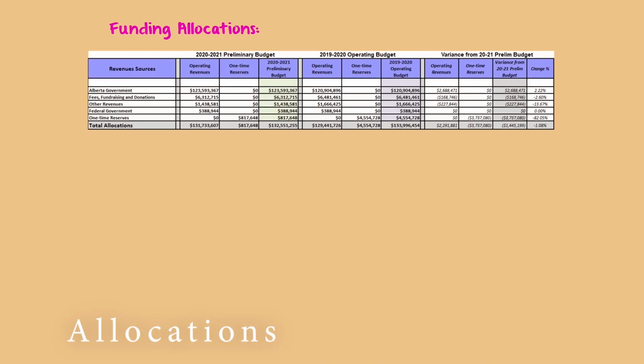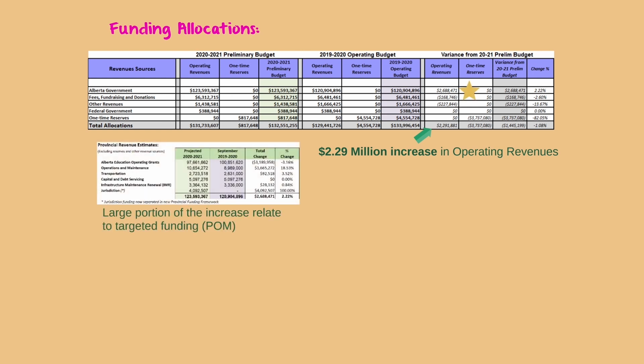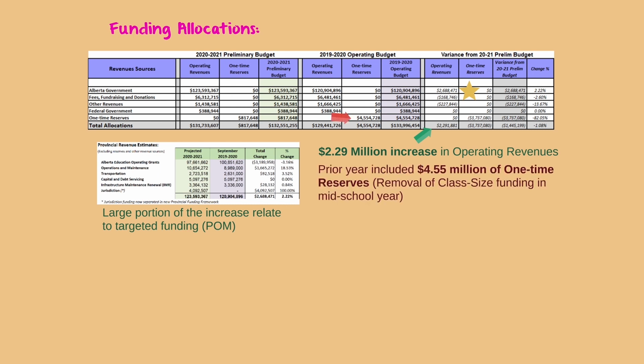So to review the funding allocations, we can look at the comparison of the funding sources from the prior year to support the program allocations. Overall, the division received an increase of $2.29 million in operating revenues, whereas within this increase, a large portion specifically related to the increases in the operation and maintenance funding, accounting for $1.7 million of the increase. The prior year allocations included $4.55 million of one-time reserves to support the mid-year funding adjustment and other specific carry-forward funding for projects. This resulted in an overall reduction of $1.45 million in available funding.